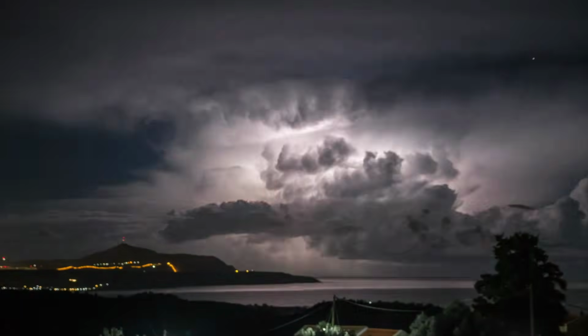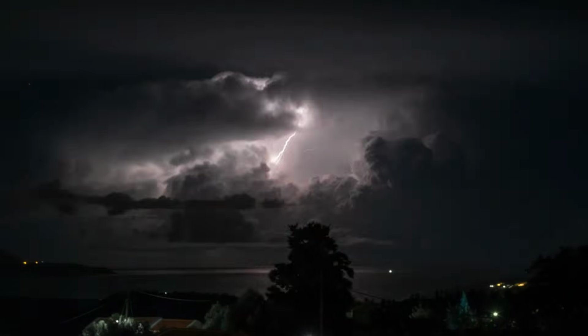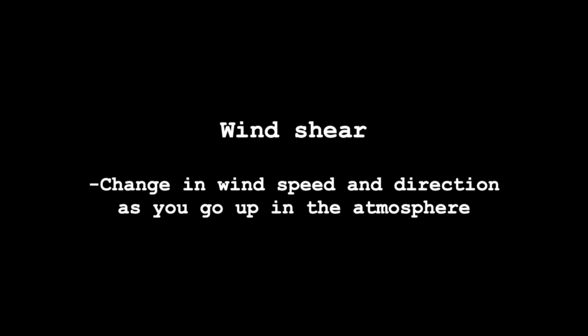All thunderstorms need moisture, instability, and lift to survive. What makes storms severe is an ingredient called wind shear. Wind shear is the change in wind speed and direction as you go up into the atmosphere. As you might surmise from that definition, wind shear can be broken up into two different parts.